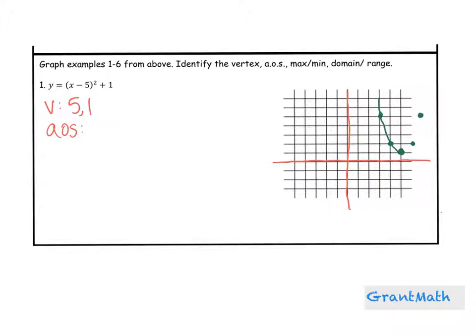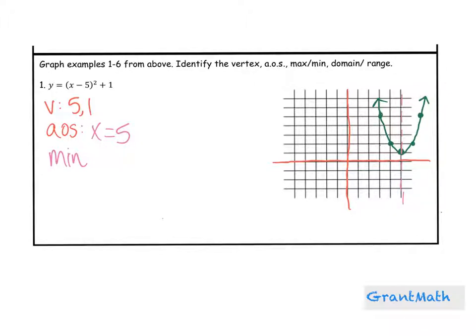Okay, so this is my parabola. That's what it looks like. Axis of symmetry is that line that runs down the middle. What line runs down the middle? Five? Yeah, here it is. I'm going to make a dotted line down the middle. X equals 5. It's actually just the first number of your vertex is always the axis of symmetry. And they're all going to be upward facing, so they're always going to have a min.